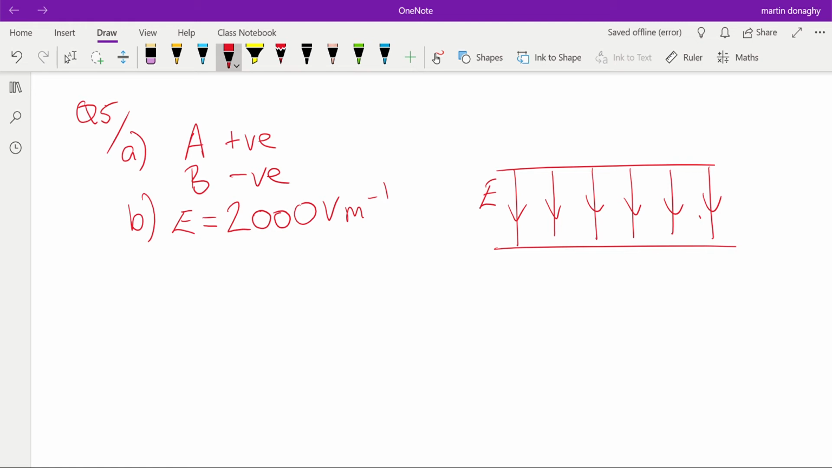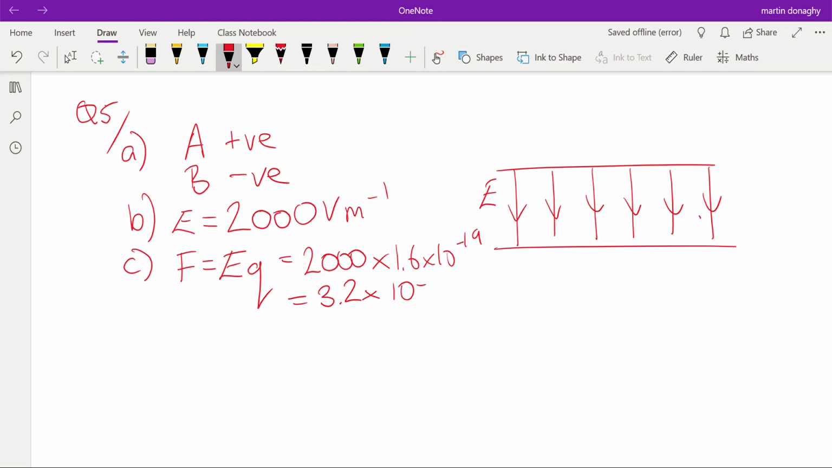Part C then asks us what is the vertical force. So we just use our equation that the force on a charged particle in an electric field is the strength times the charge. That equation is a little bit like F equals mg for a gravitational field. So we just put in the field strength, which is 2000, times the charge, which is an electron, which is 1.6 by 10 to the minus 19, which gives us 3.2 by 10 to the minus 16 newtons.